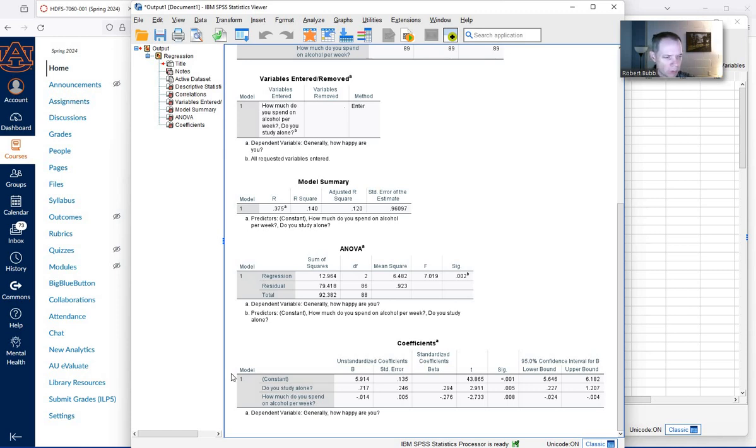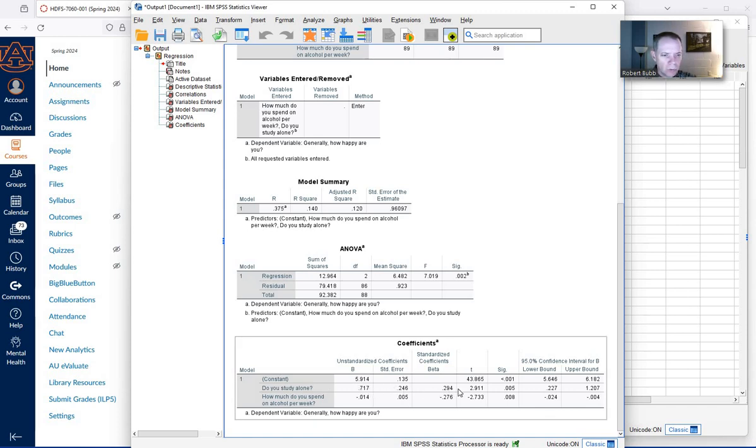All right, and then we have our two variables: do you study alone, and how much do you spend on alcohol per week? That very first one, do you study alone, was a categorical variable. Remember, it was a nominal variable: either you study alone or you study with others. That unstandardized coefficient is 0.717. We'll talk about that in a second for that interpretation.